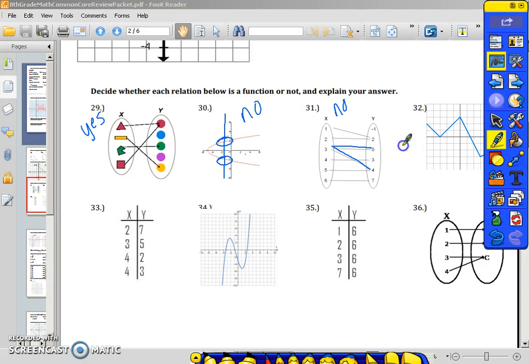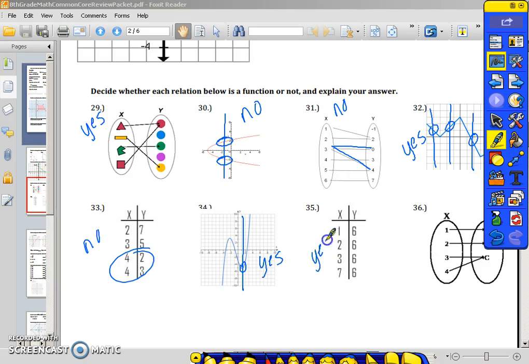Number 32, yes, it passes the vertical line test. No matter where you draw a vertical line, you're only going to cross the graph one time, so that is a function. For 33, it is not a function because 4 repeats. It goes to the 2 and the 3. 34, even though it barely looks like it, it does pass the vertical line test, so this is a function.